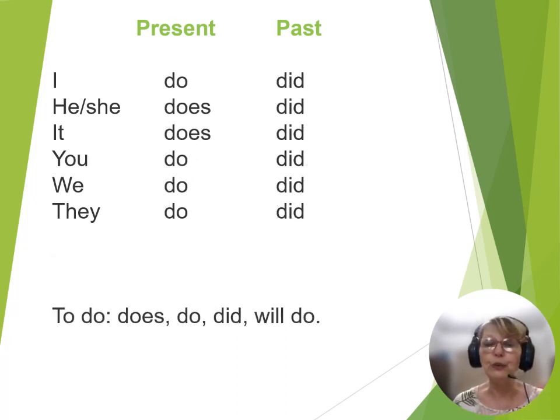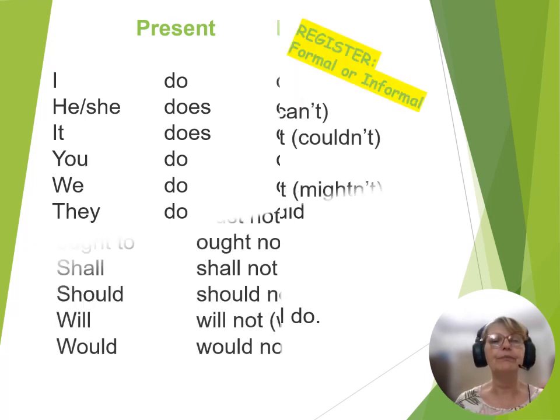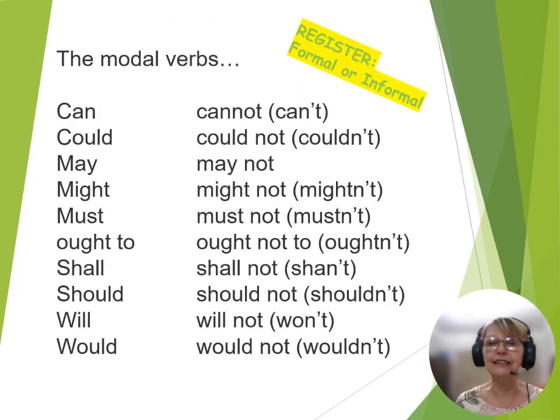The verb to do, I do, he does, it does, you do, we do, and they do. And in the past tense, it becomes did. Now, register could be formal or informal. And what I've done here is with the modal verbs. Some people call them the modal verbs. It depends on how you pronounce it. But no one's going to fight with you if you say it a little differently.